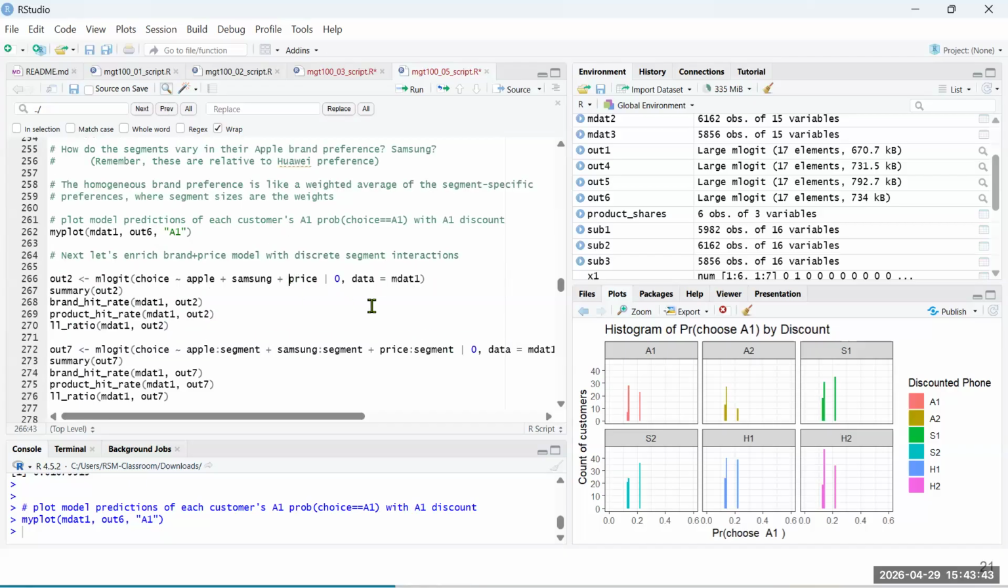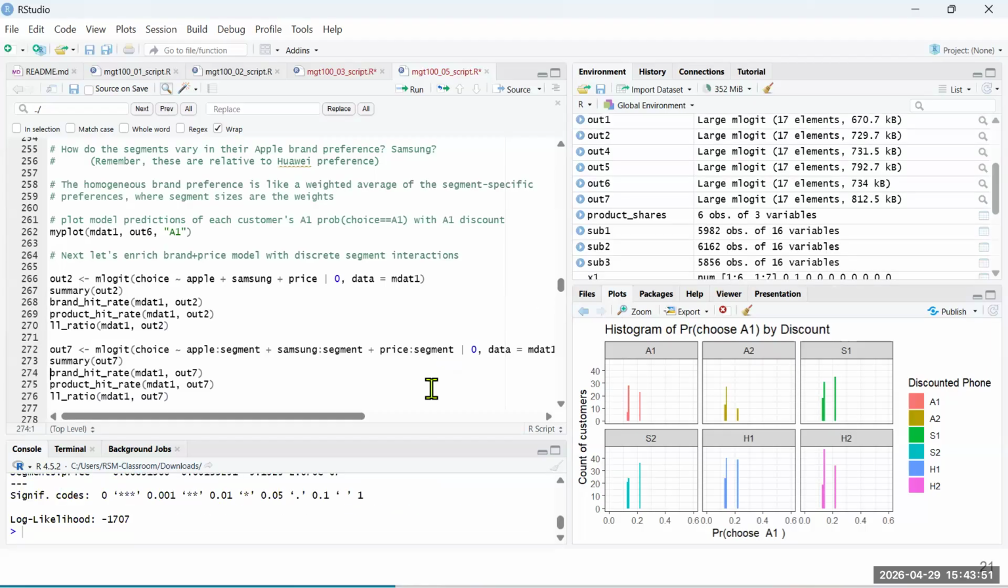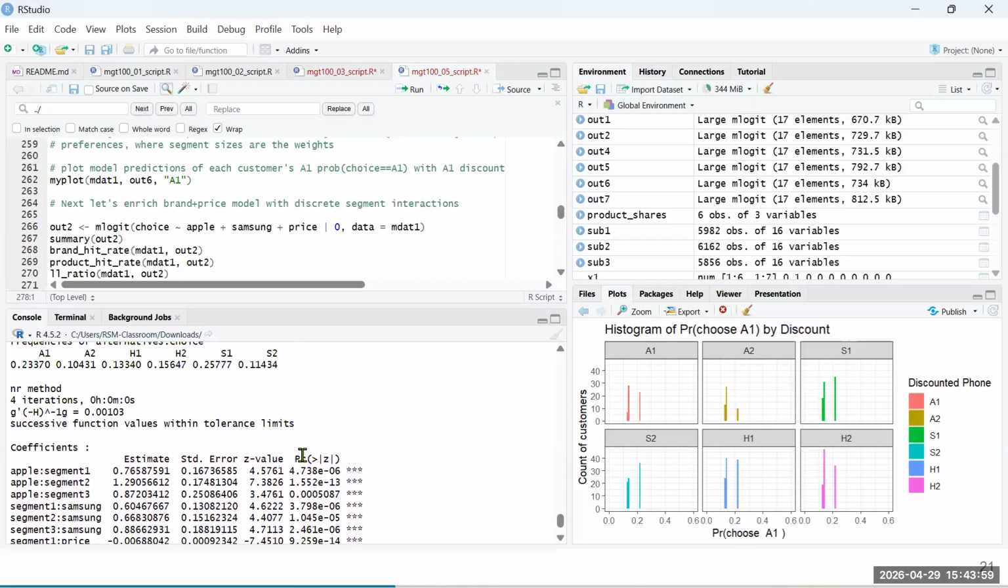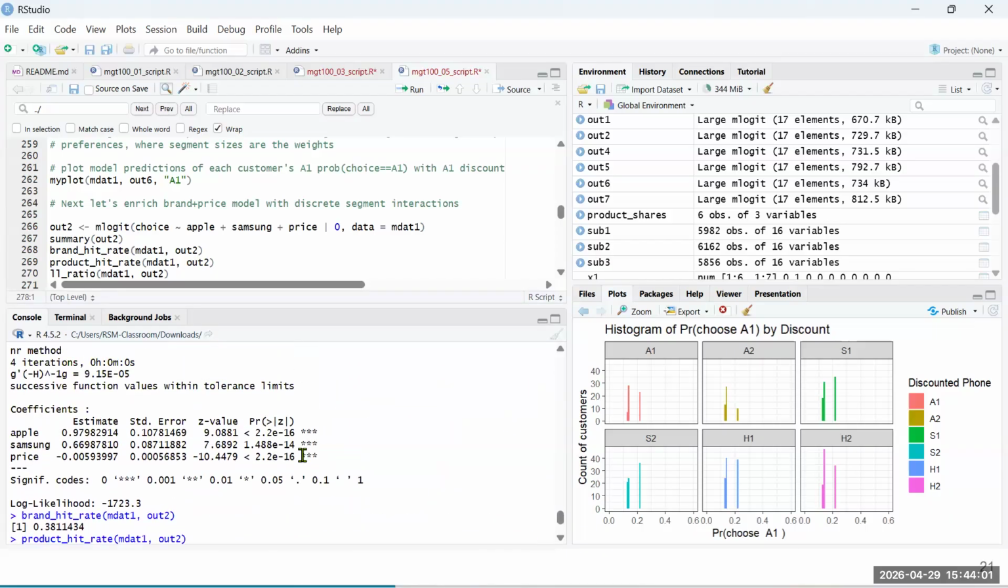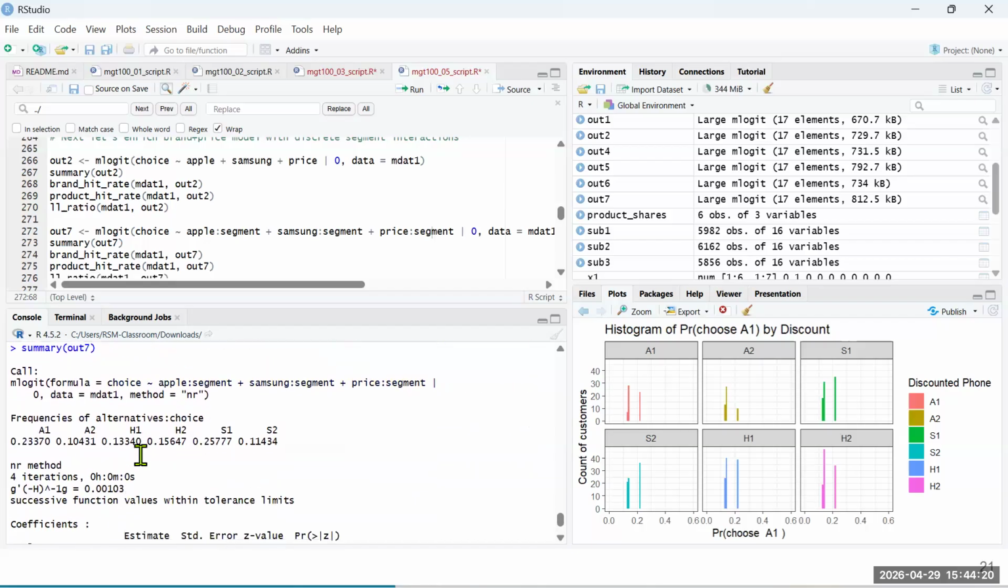Okay, so our next model adds price in, and so we'll do out 2 as our homogeneous version, and out 7 as our heterogeneous version. Let's focus on price. So out 7, we're going to be interacting the brand intercepts and price with the segment indicators. And previously we had negative 0.0059 as a price coefficient.